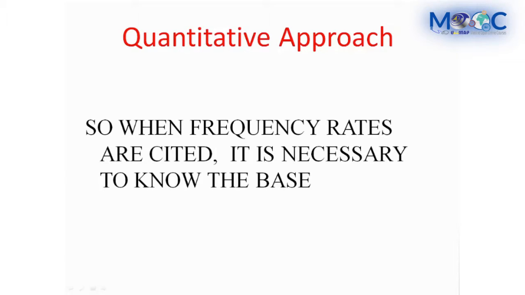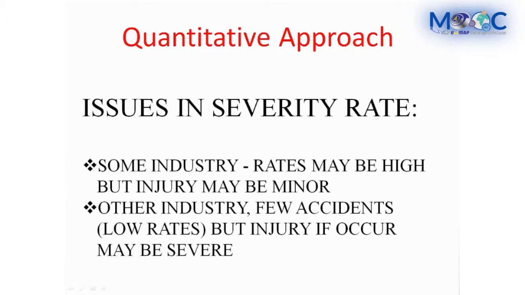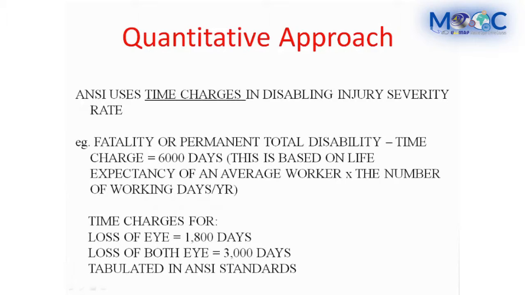So, when the frequency rates are cited, you need to know the base. In some industry, the accident rate may be high, but its severity of injury may be minor. Other industries may have the opposite. ANSI standards use time charges in calculating the disabling injury severity rate.